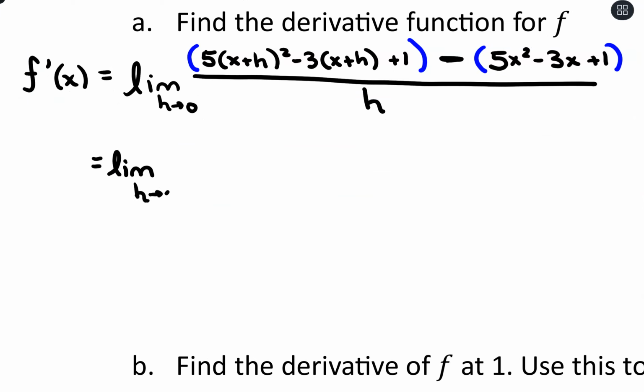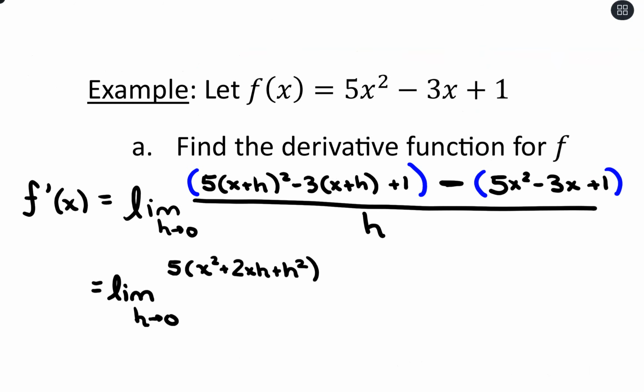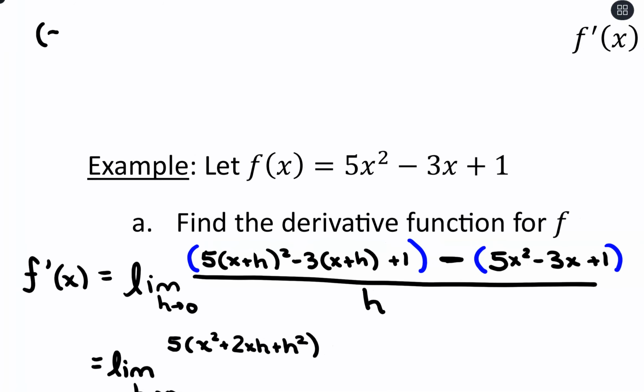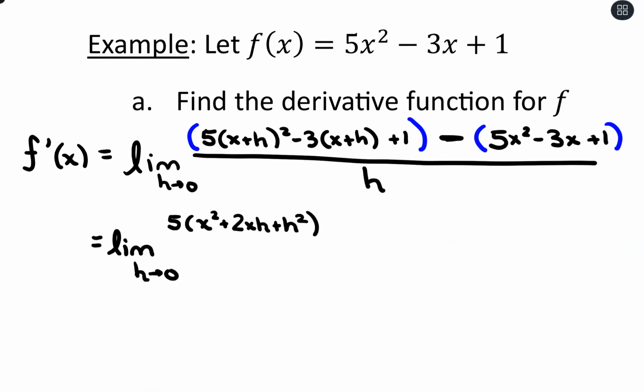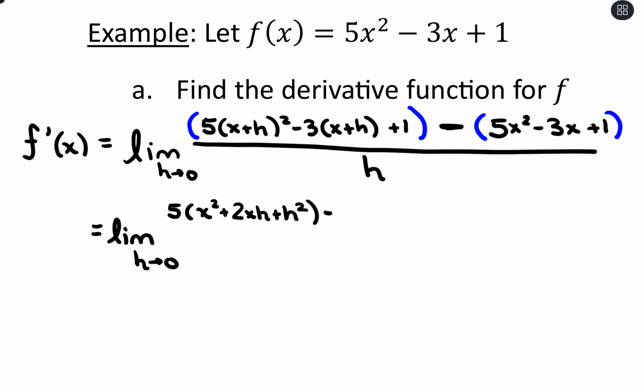So limit as h approaches 0. So we're going to have 5 times, and then x plus h squared is going to be x squared plus 2xh plus h squared. Again, if it helps, and because we'll be doing this quite a bit, x plus h squared is the same thing as x plus h times x plus h, and foiling. And then I'll distribute the negative 3, so minus 3x minus 3h, and then plus 1.